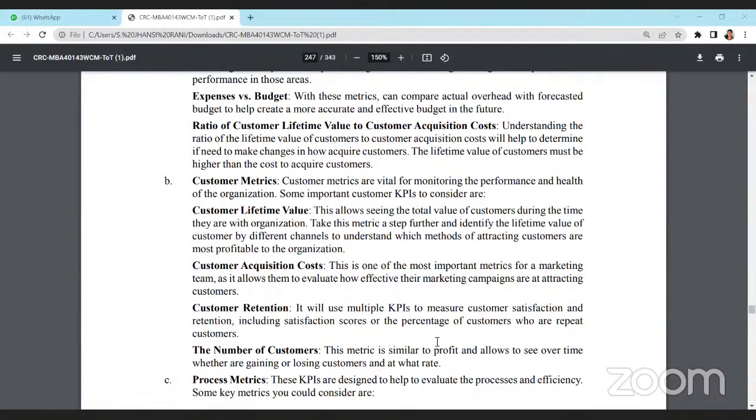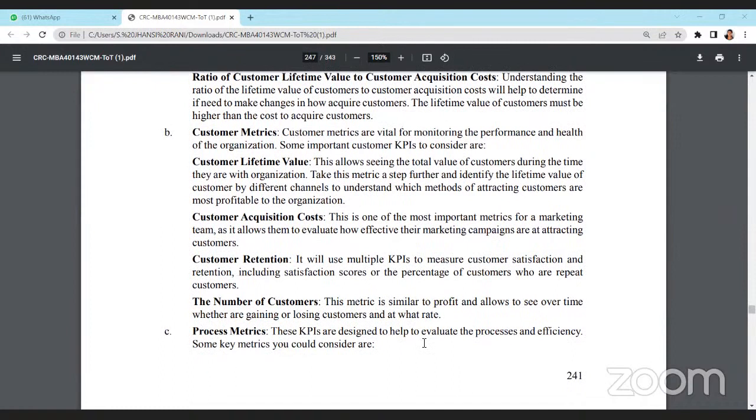And the number of customers. This metric is similar to profit and allows us to see over time whether we are gaining or losing customers, and at what rate. It means if we are gaining customers, at what percentage or level we are gaining them, and if we are losing customers, at what level we are losing them. Both have to be seen.